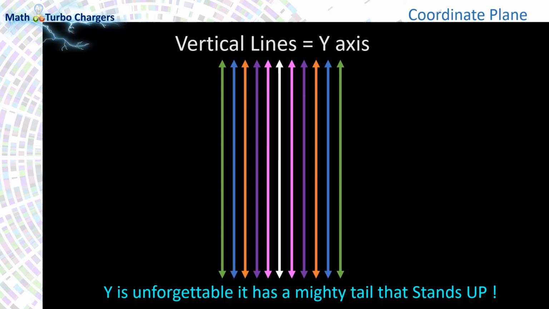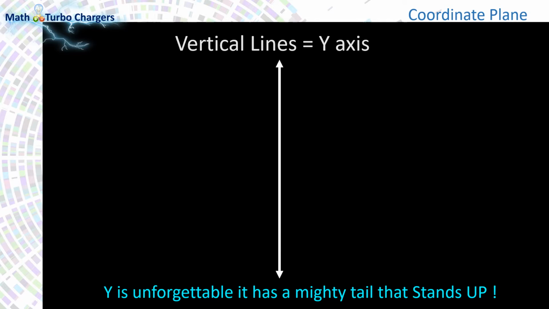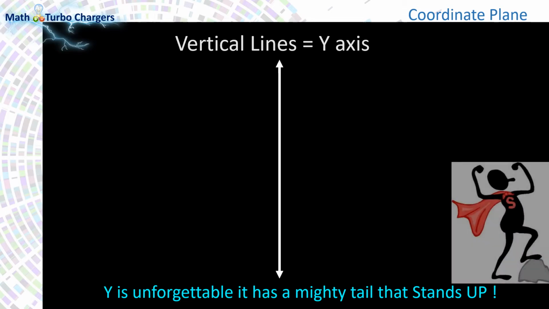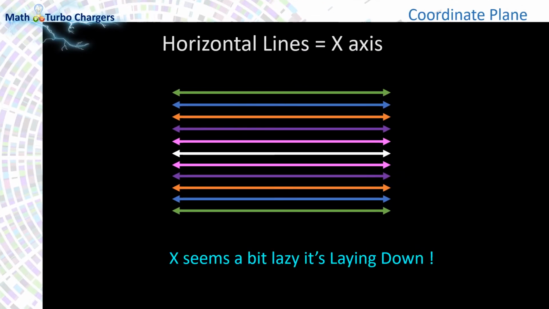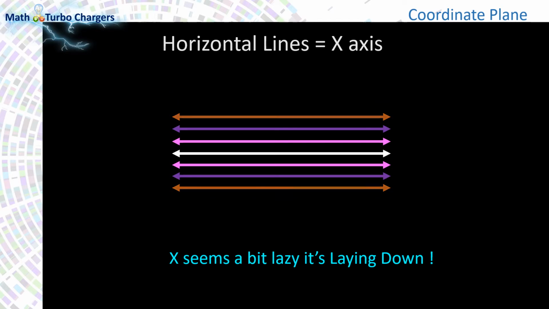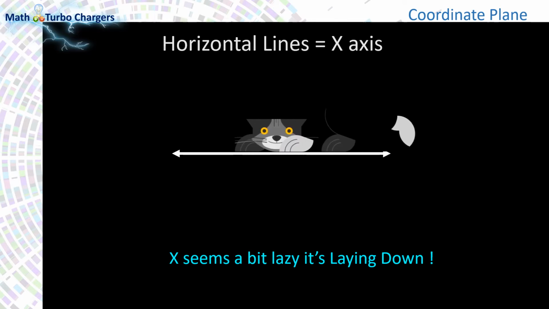The purpose of the axis is to keep the group of lines balanced. To find it, find the line in the middle. Y is unforgettable. It has a mighty tail. It stands up nice and proud. The x-axis is found in the center of the horizontal lines. It seems to be lazy because it's laying down.